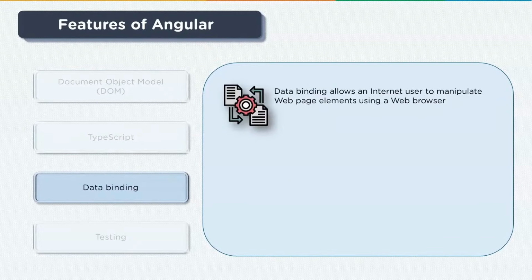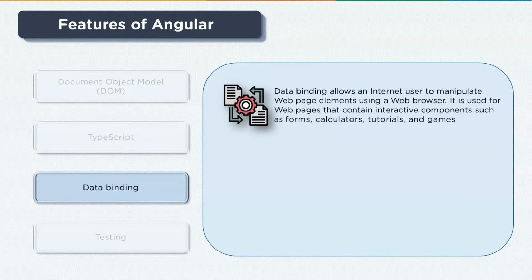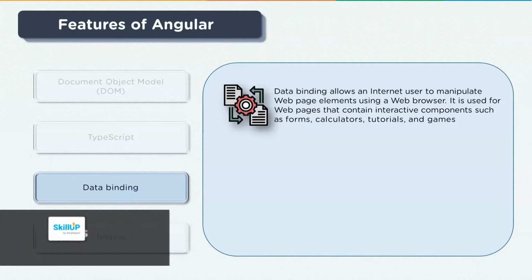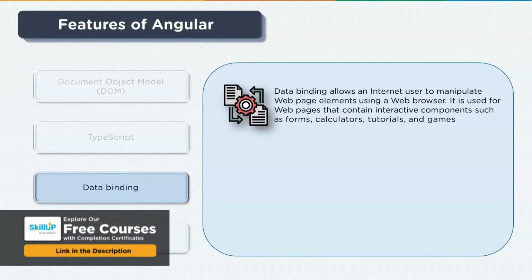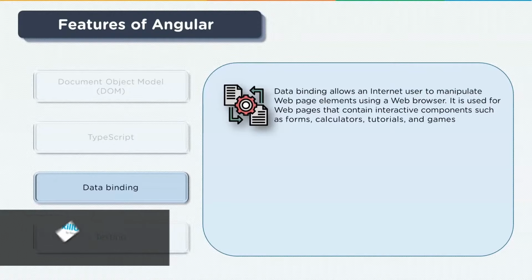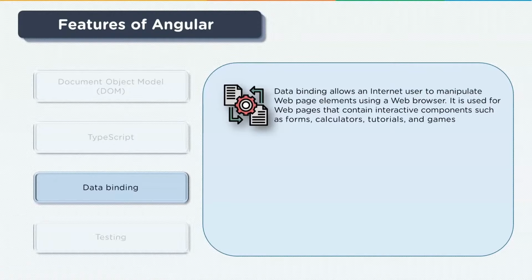Now, data binding is a process that allows you to manipulate web page elements using the web browser. It mainly employs dynamic HTML and does not require complex scripting or programming. It is used in web pages that include interactive components like calculators, tutorials, games, etc. Incremental display of a web page makes data binding extremely convenient when pages contain a large amount of data.